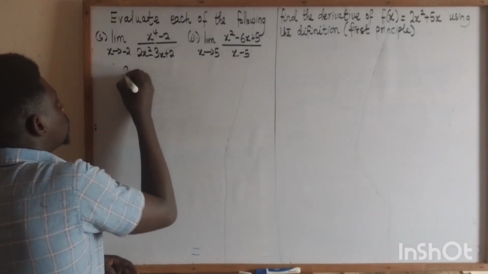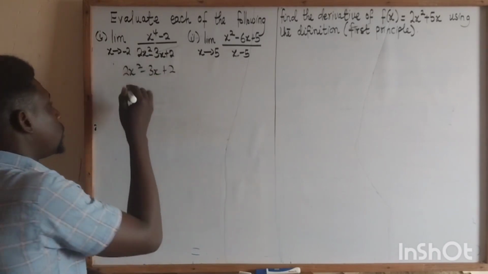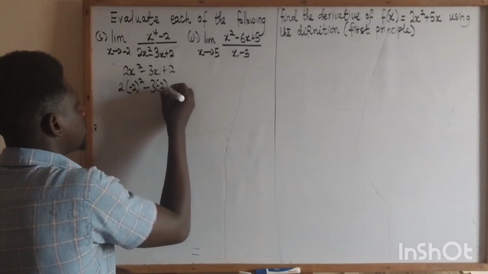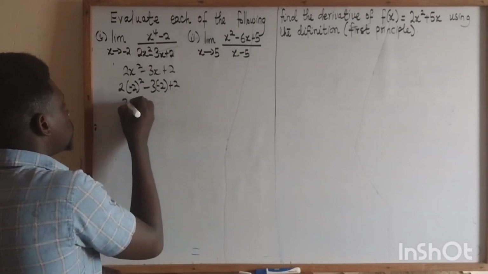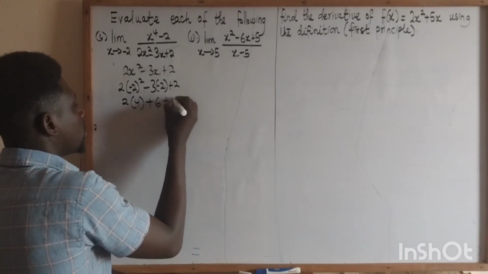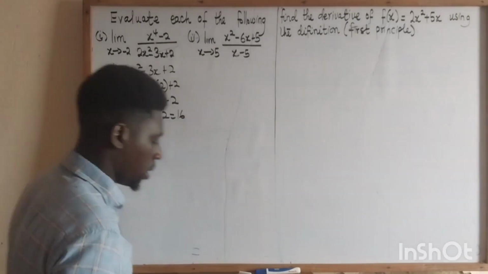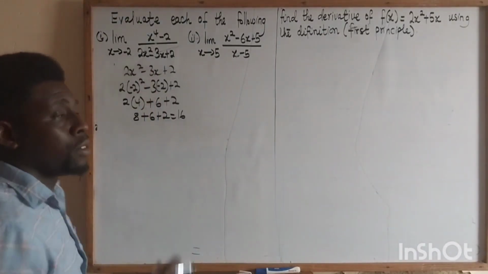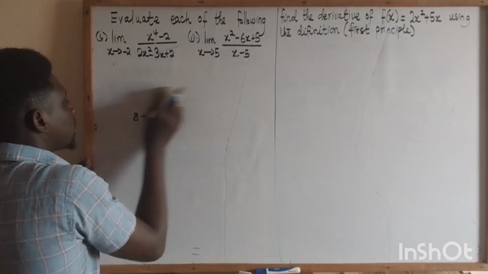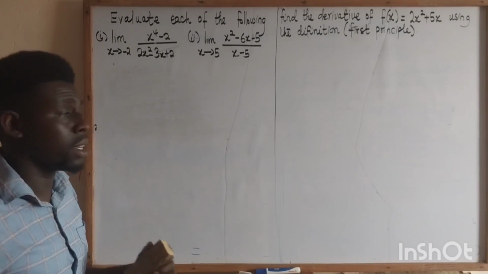So let's check. 2s squared minus 3s plus 2. I want to put in -2 where s is. All right. So this is giving me 2 times 4, since -2 to the power 2 gives me 4. This gives me positive 6 plus 2. 2 times 4 is 8, plus 6, plus 2, giving me 16, which tells you that -2 is in the domain of the function. That is why we are not getting a 0. So with this, we can now use direct substitution in getting the limit of the function.